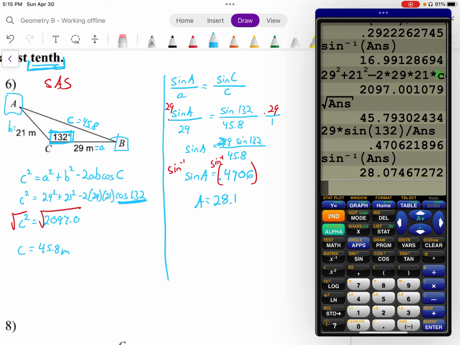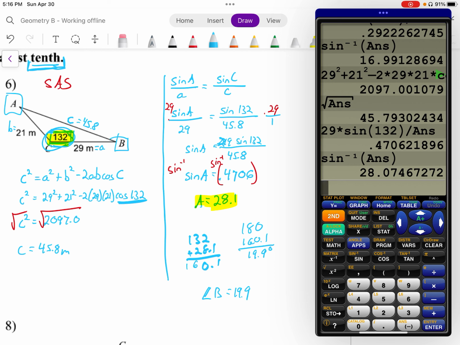And now that we know angle C, we were given it to start with, and so angle C and angle A, we can easily find angle B. So let's add those up. 132 plus 28.1 and subtract from 180. We get 19.9 degrees. So angle C, sorry, not angle C, angle B equals 19.9.